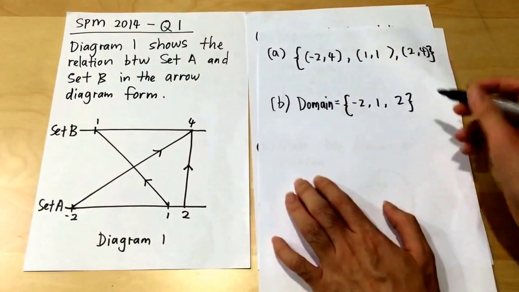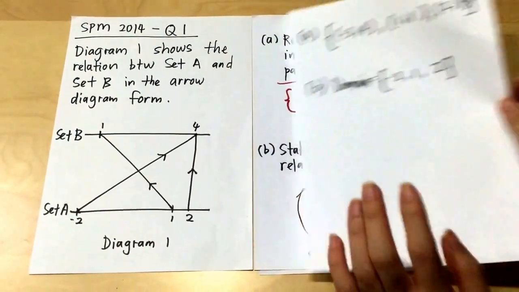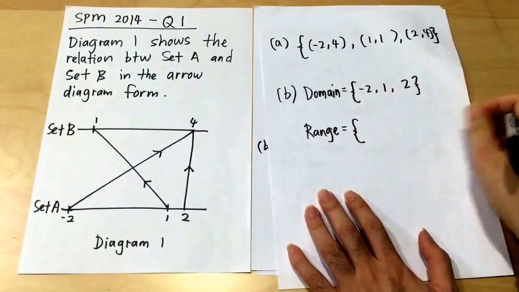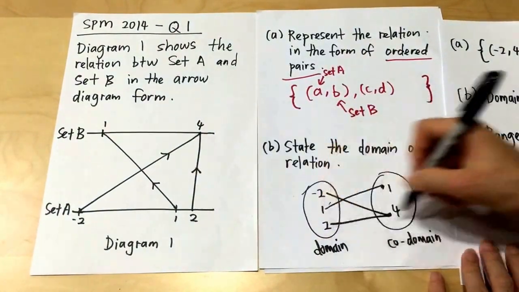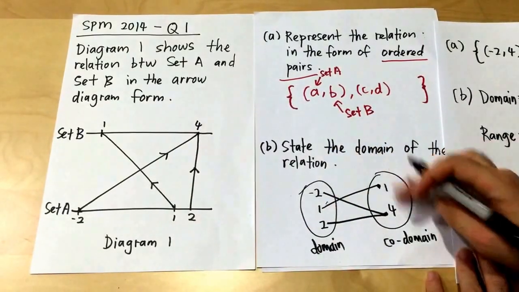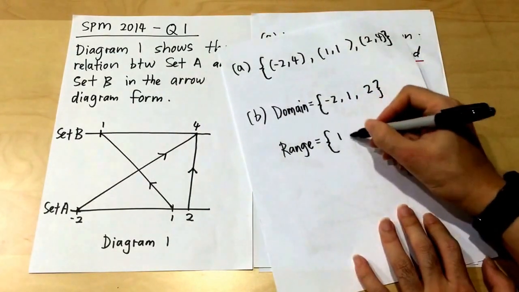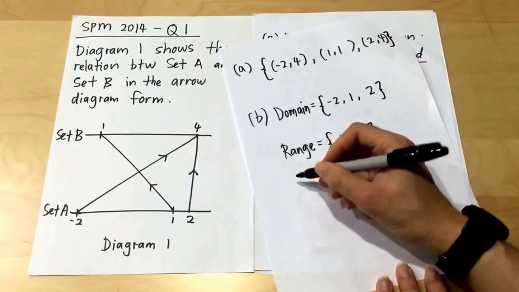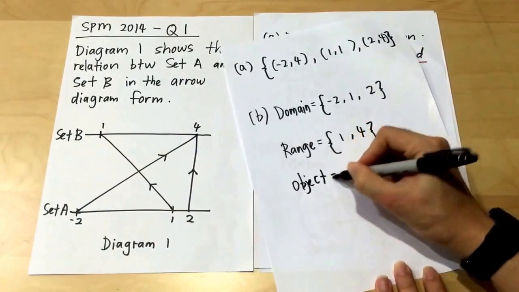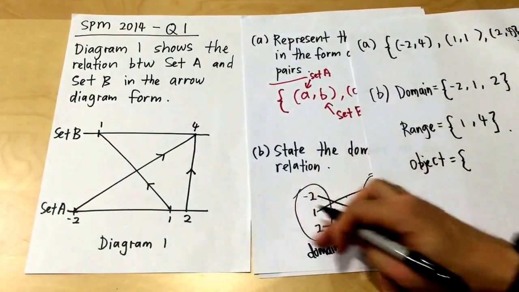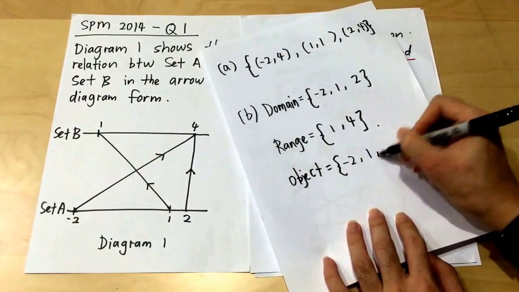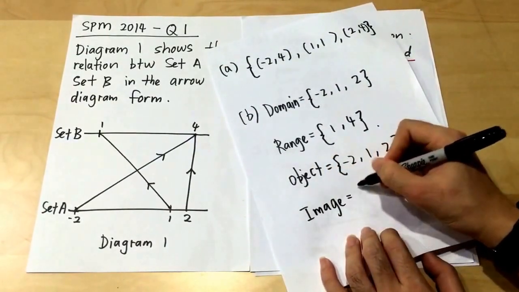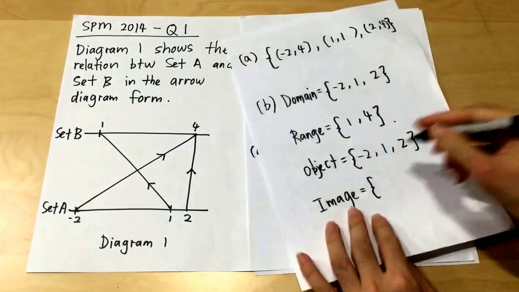Just something extra, because I'm trying to explain more about this topic. If the question asks you to find the range, the range is the value in the codomain that is connected to a value in the domain. So the range will be 1 and 4. If the question asks you to write the objects, normally whatever elements are in the domain we call objects, so you can still write -2, 1, and 2. Or the question might ask you to label all the images, so the images will be 1 and 4.